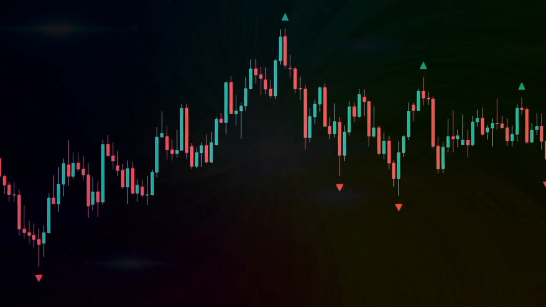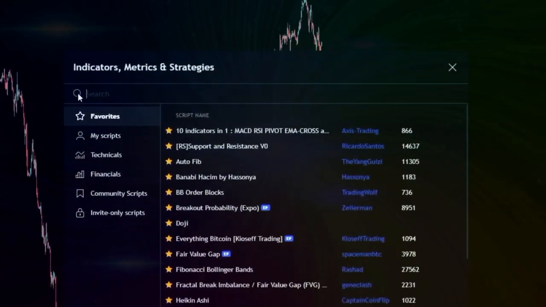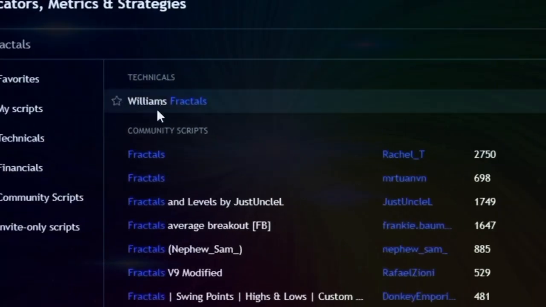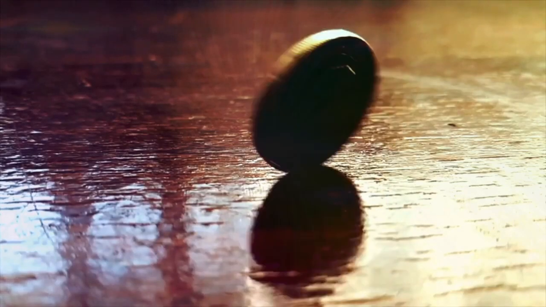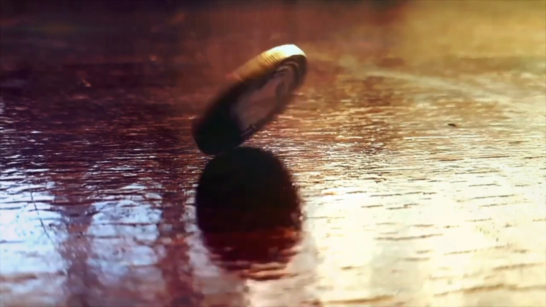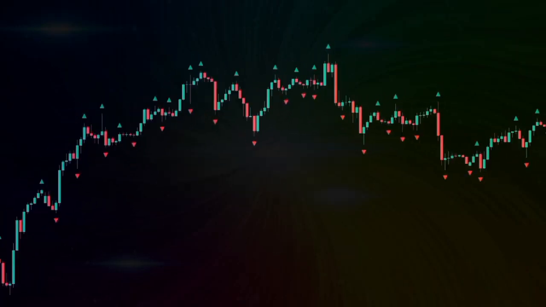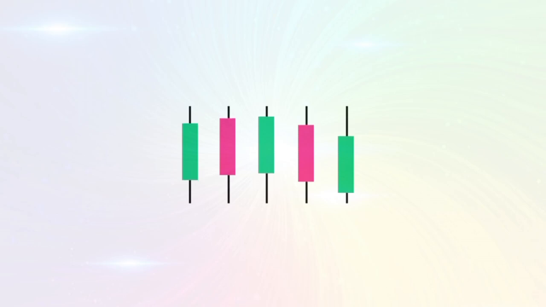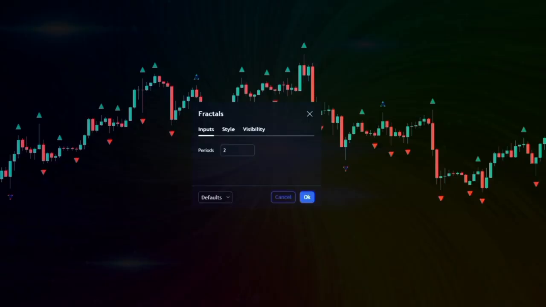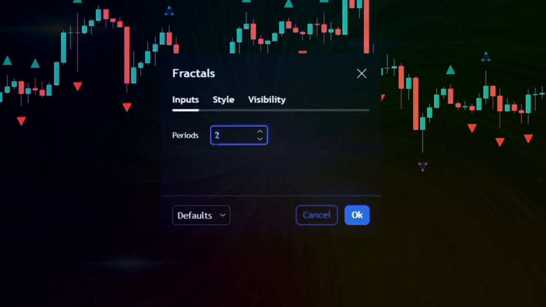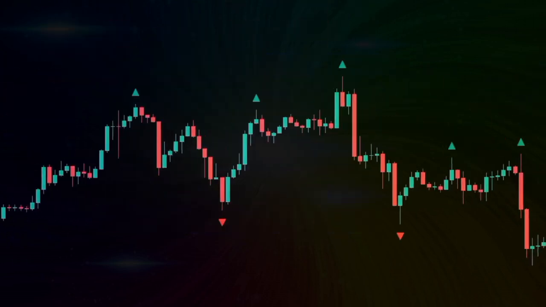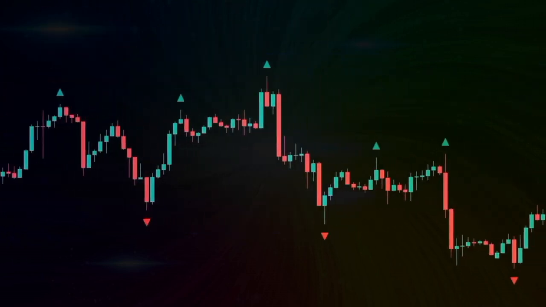First, go to the Indicators tab and type in fractals. Click this one right here. Your chart will look something like this. This indicator will show us high probability reversal points. But as you can see, there are a lot of fractals marking every single possible reversal. We want to lower the sensitivity of this indicator, so we only see the major reversals. To do that, go to the settings of the indicator and change the periods to 10. Now we filtered out only the strong swing points.